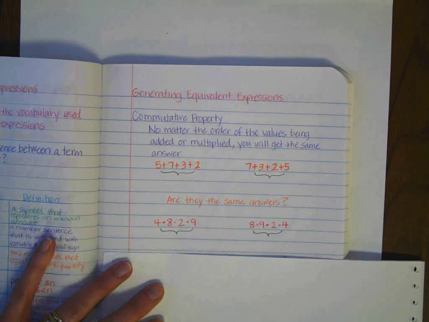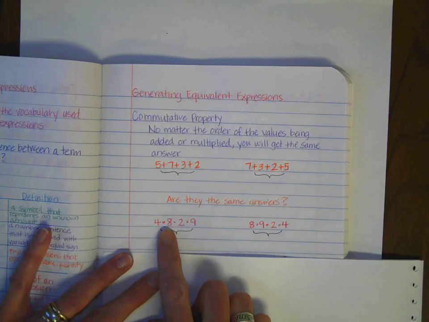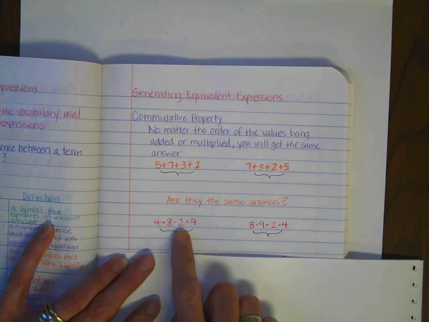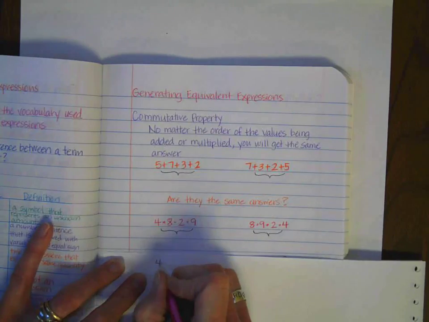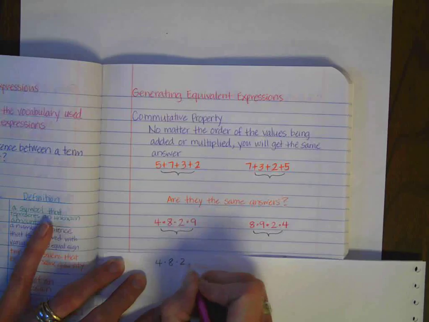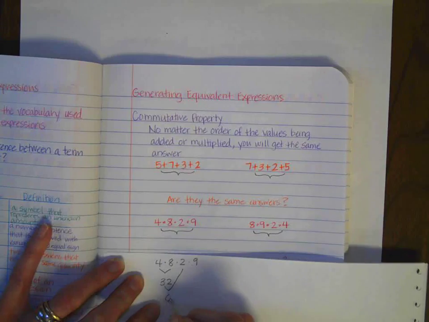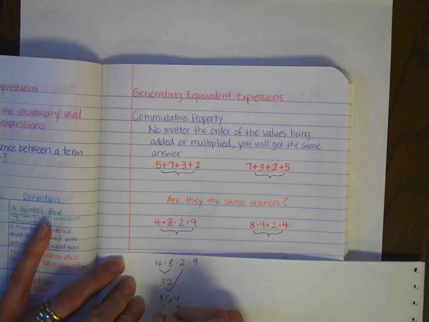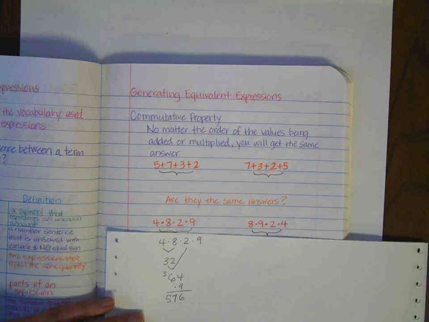Okay, so now let's try it with multiplication. Okay, so we have 4 times 8, which is 32. Times 2 is 64, and then I can't do the rest in my head, so I have to write it on paper. So I have 4 times 8 times 2 times 9. Well, 4 times 8 is 32. 32 times 2 is 64. Now I have to multiply that by 9, and we'll see what we get. 54, 55, 56, 57.